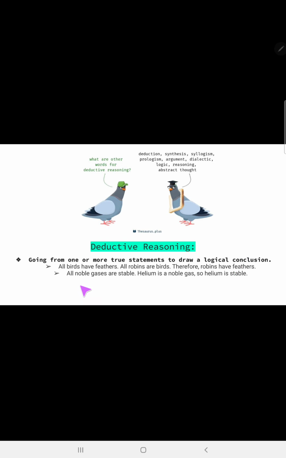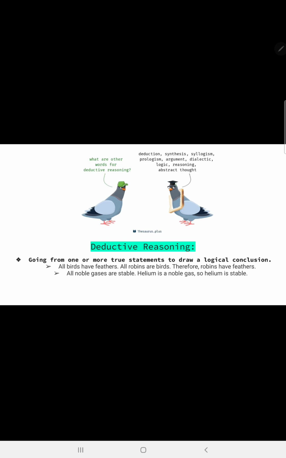The next one is all noble gases are stable. Helium is a noble gas, so helium is stable. Again, broad, all noble gases are stable, to more specific, helium is a noble gas, to even more specific, which is so helium is stable.